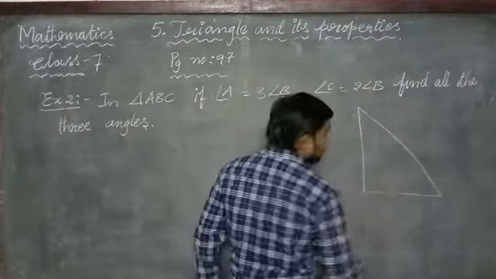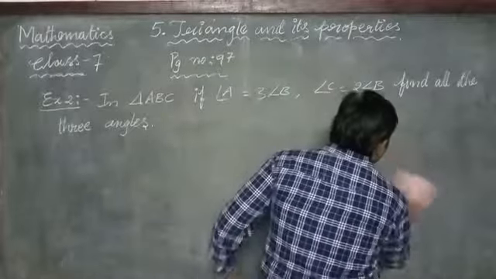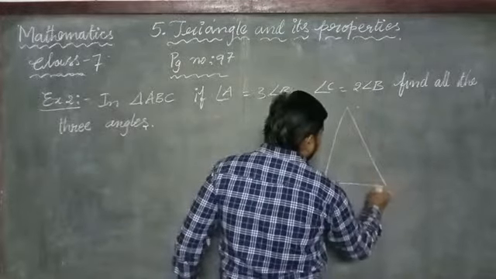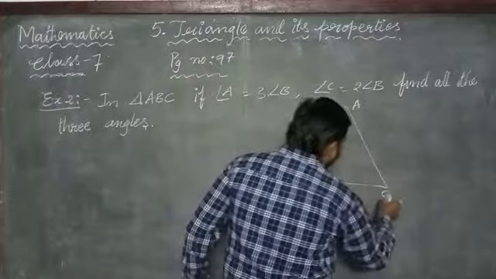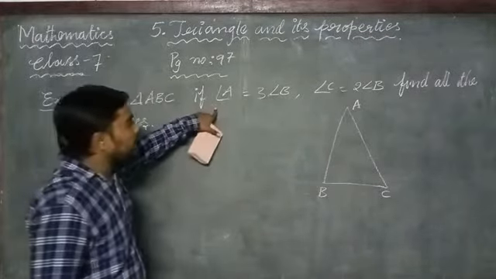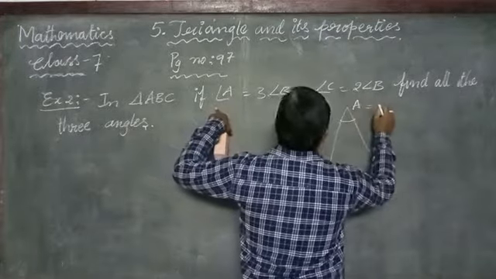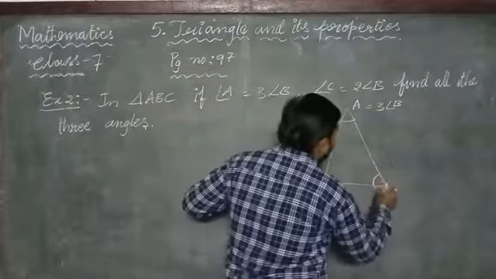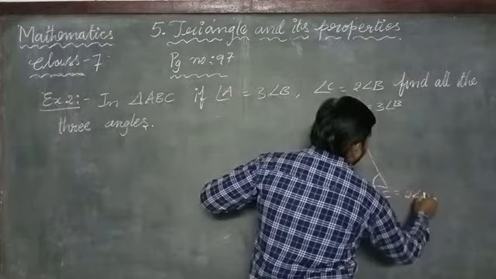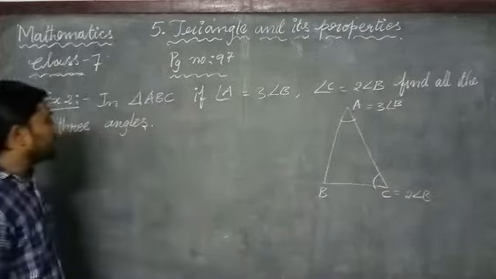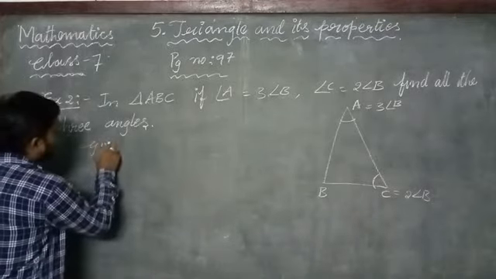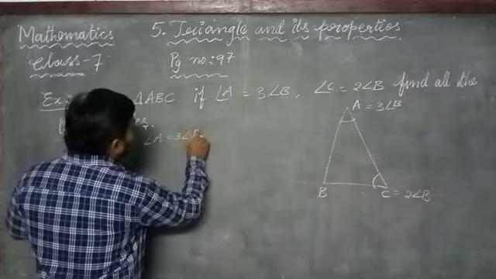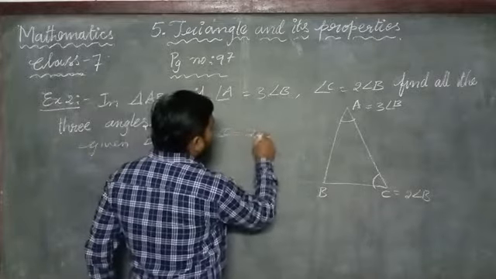We have to draw the triangle ABC. In this triangle, there are three vertices which are A, B, C. Here they have given angle A is 3 angle B, and they have given angle C equals to 2 angle B, and B is equal to B. Okay, now given angle A equals to 3 angle B and then angle C equals to 2 angle B.